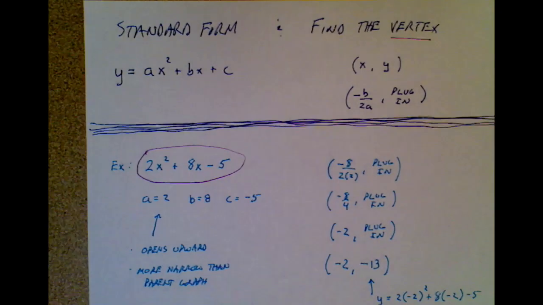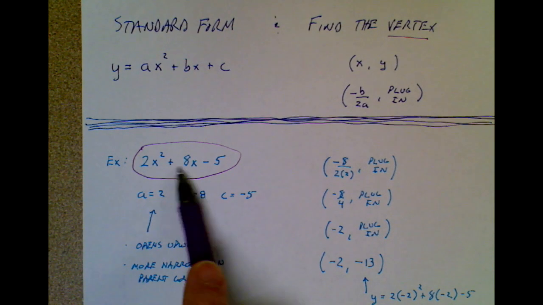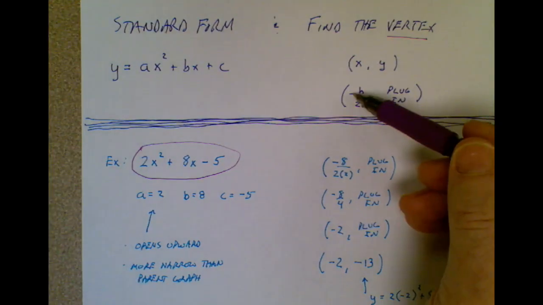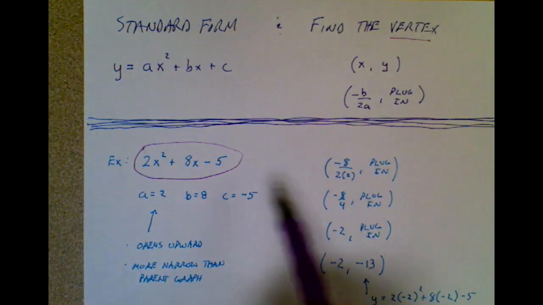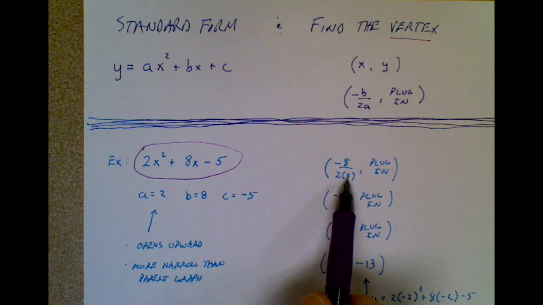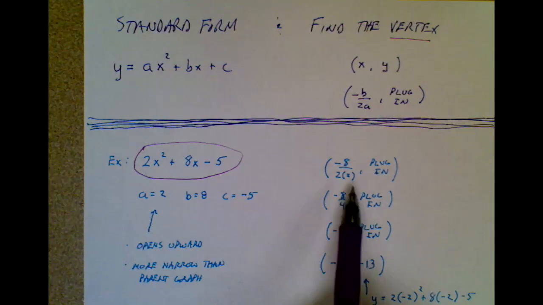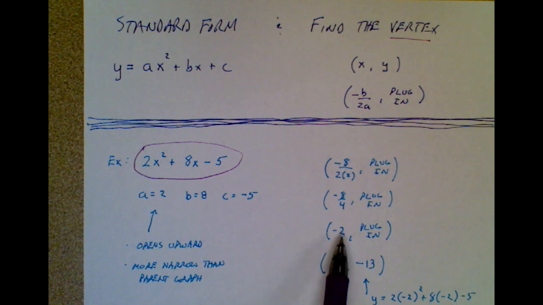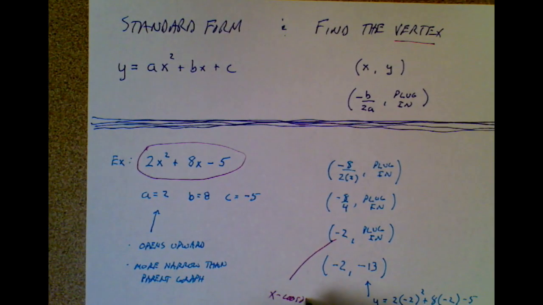In the example we're working with, I go through baby steps. I know my b and my a by looking at the original equation. So now I take the formula -b over 2a. My b was 8, my a was 2. That negative comes with the formula. So through baby steps, 2 times 2 is 4, and -8 divided by 4 is -2. I now know the x-coordinate of my vertex.